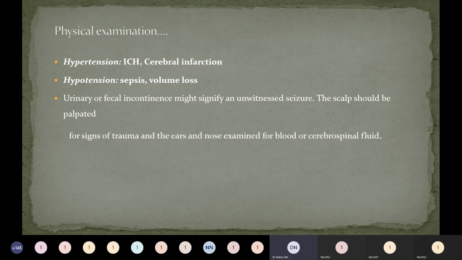Then we have to look for urinary or fecal incontinence. So there can be a presence of urinary incontinence or soiling of the clothes. It can be unwitnessed seizures. The patient's attenders may not have noticed that the patient was having seizures. So the presence or evidence of incontinence suggests unwitnessed seizures. Then the scalp should be palpated for signs of trauma, and the ears and nose should be examined for blood stains or the presence of cerebrospinal fluid.